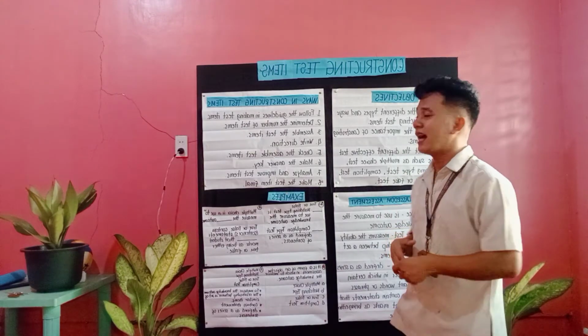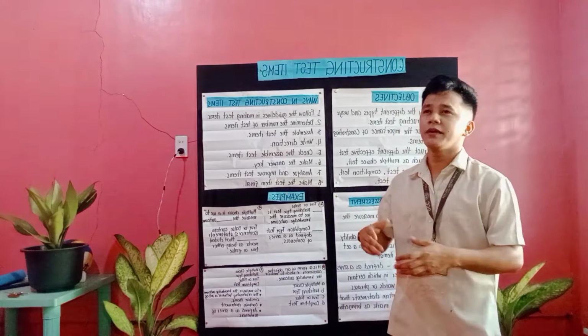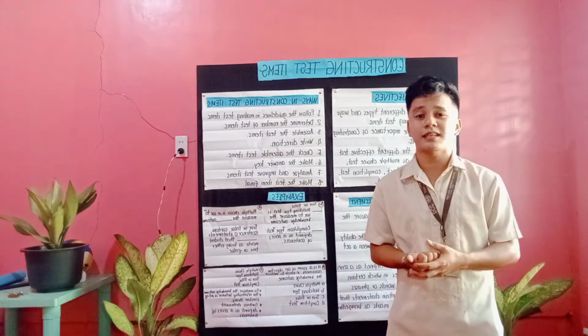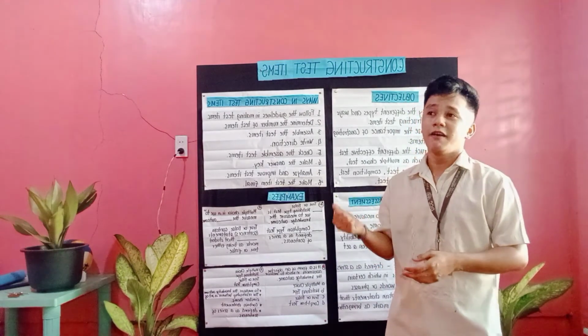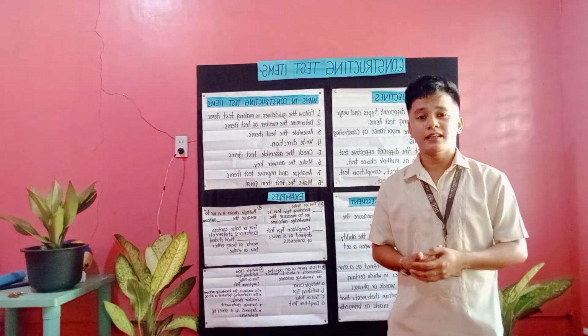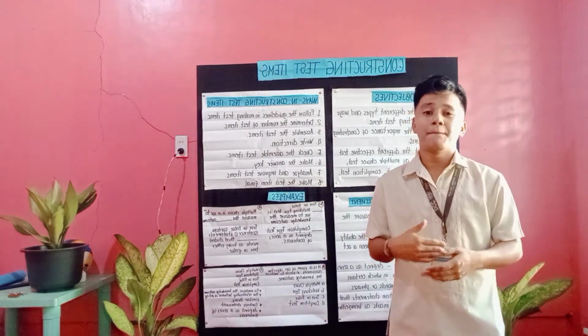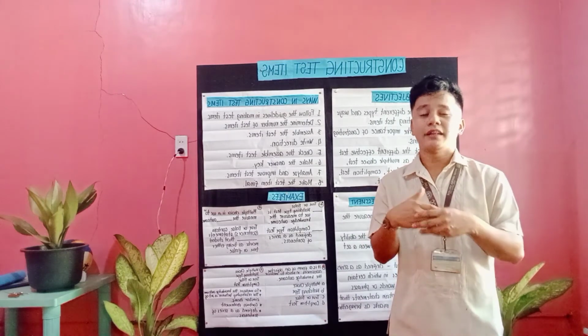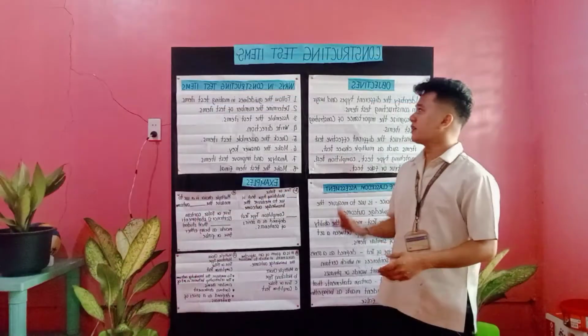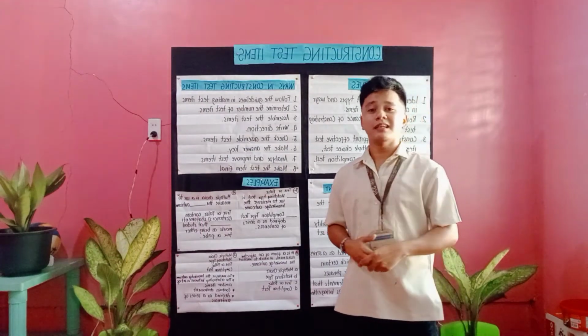So let's proceed to number 8. Make the test item final. We already followed the guidelines, assembled test items, and wrote directions, and here we need to make the test item final so that we can create an effective test item. So these are the 8 ways in constructing test items.